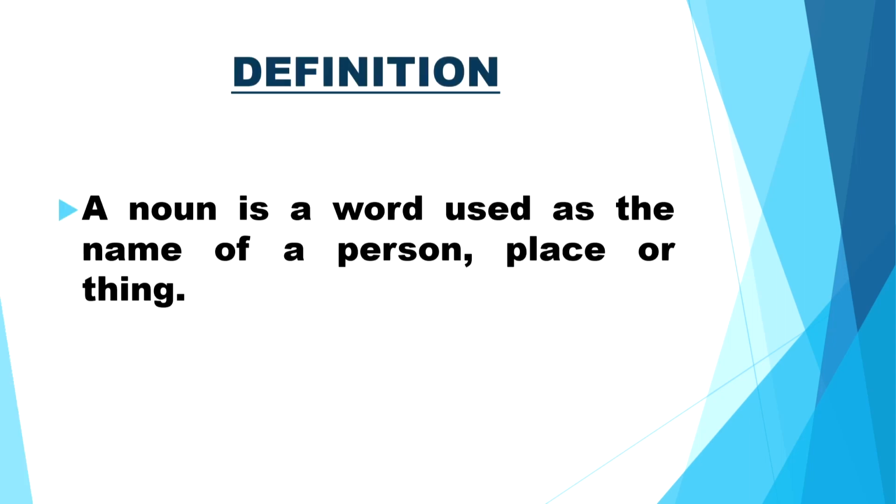Now, what is a noun? A noun is a word used as the name of a person, place or thing. So a noun is basically a word which names a person, place, animal, quality, feeling or anything we can think of. Let us take an example. For example, Ram, Sham, cat, book, pen, chocolate, etc. These are all your nouns.